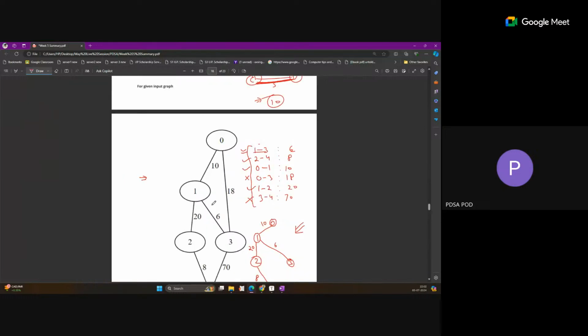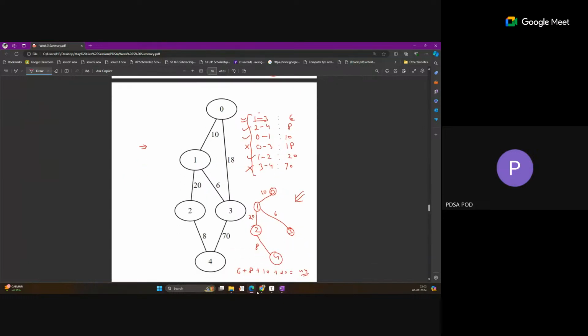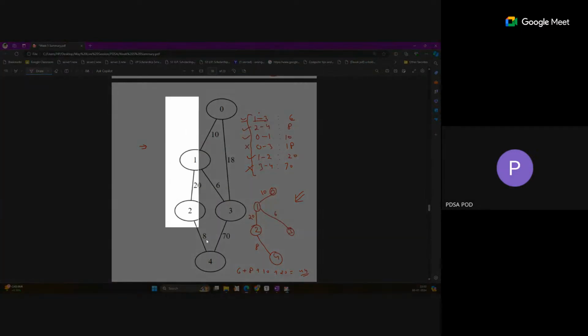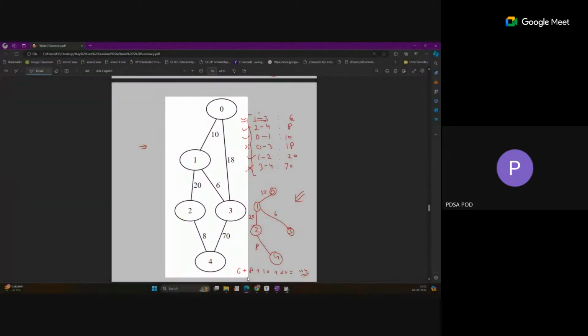So how does Prim's algorithm actually work? Let me explain. So I'm taking this graph.